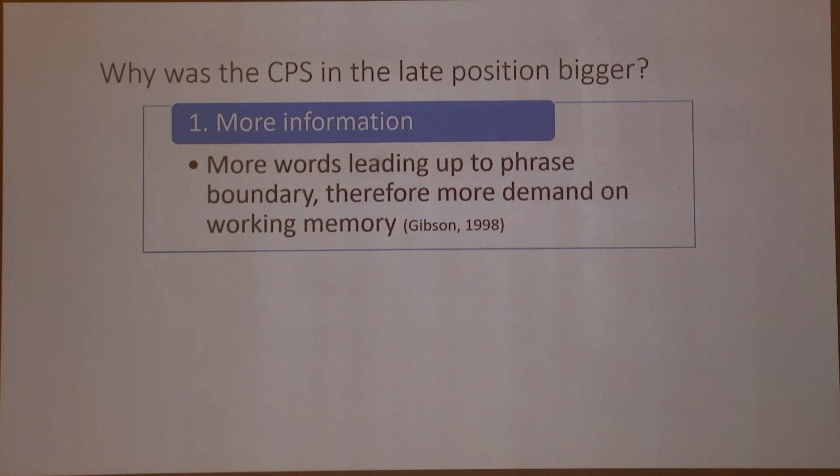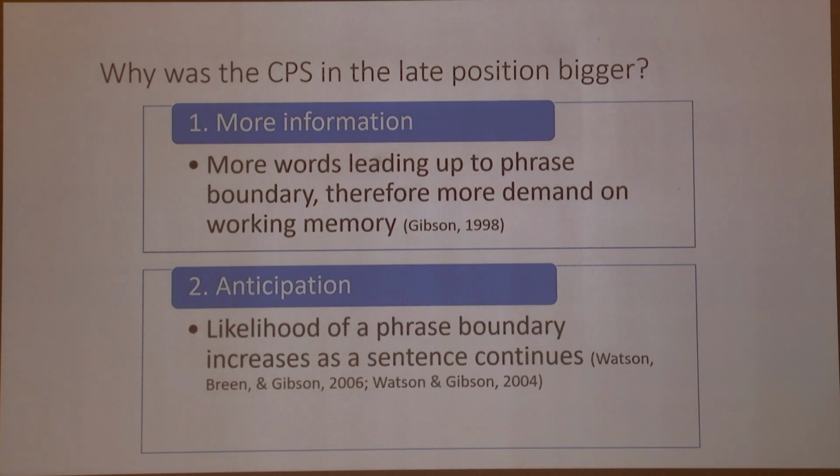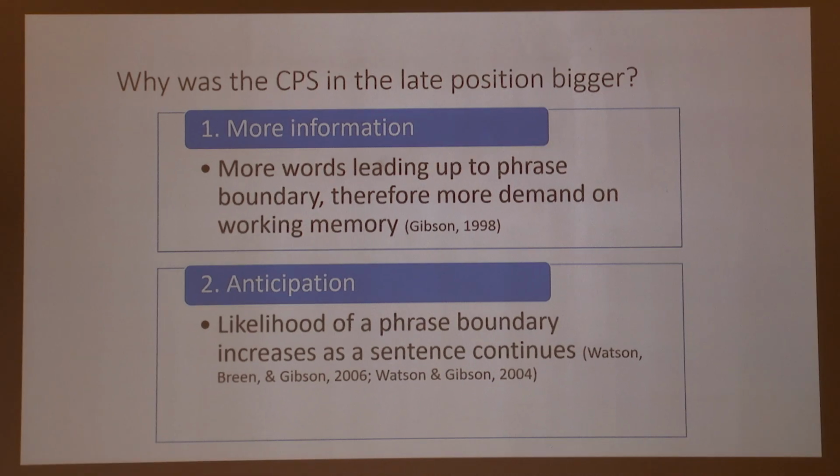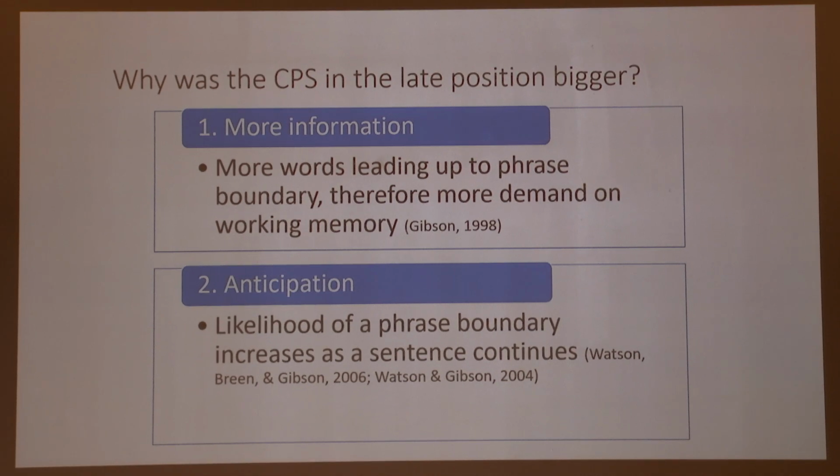Second, the difference could be attributed to effects of anticipation. A phrase boundary must occur eventually, and therefore the likelihood of one increases as a sentence continues. The size of the effect could be influenced by this anticipation.